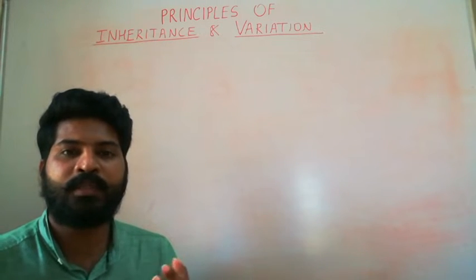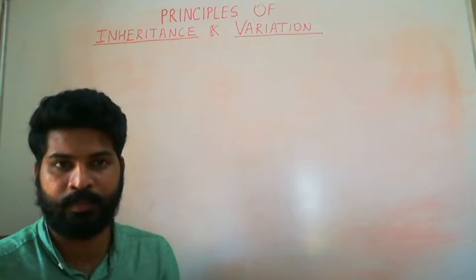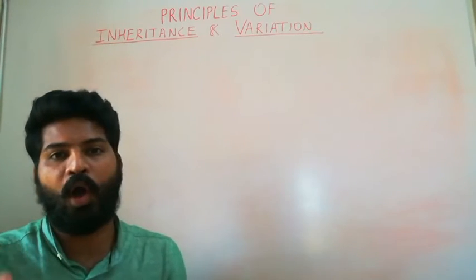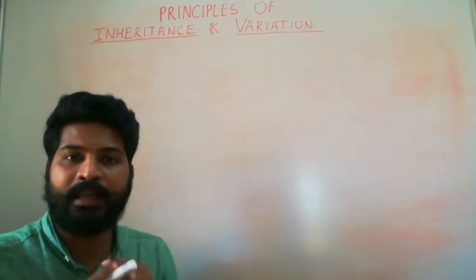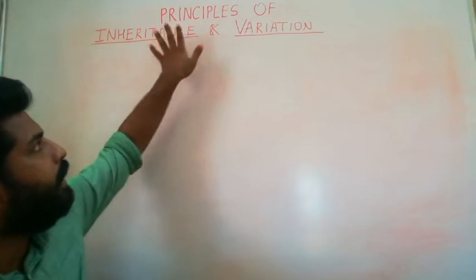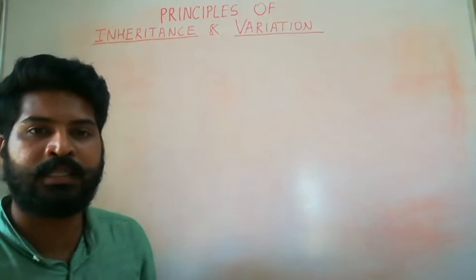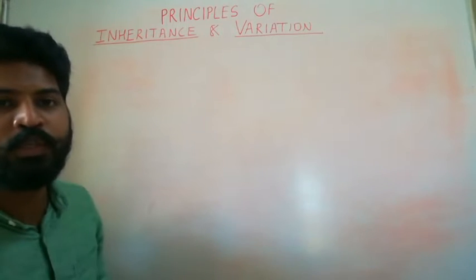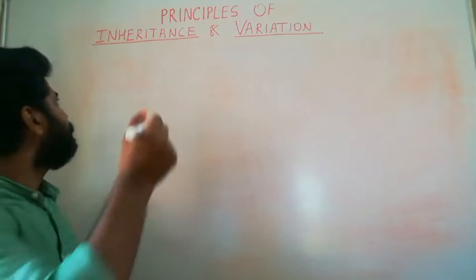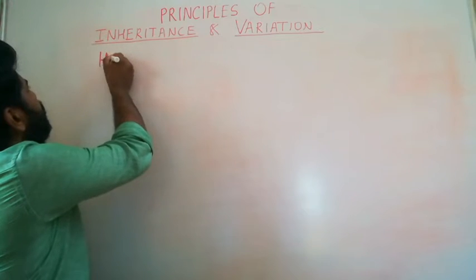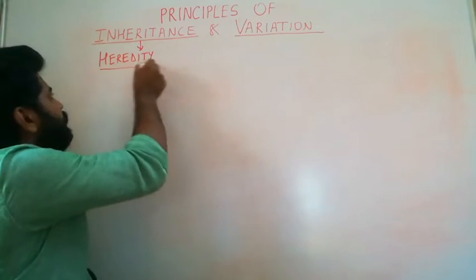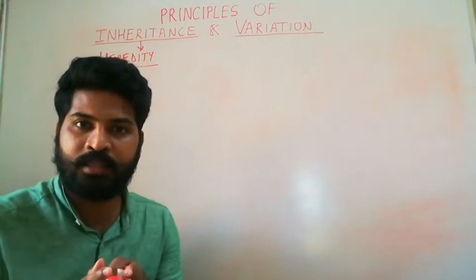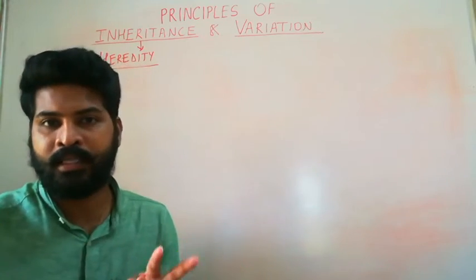So, where do these variations or differences come from, and how are these passed from the parent to the offspring is what we will be discussing at length in this lesson, inheritance and variation. Let us understand these two terms. Inheritance, or sometimes also called heredity, is the study of how characters are passed from the parent to the next generation.